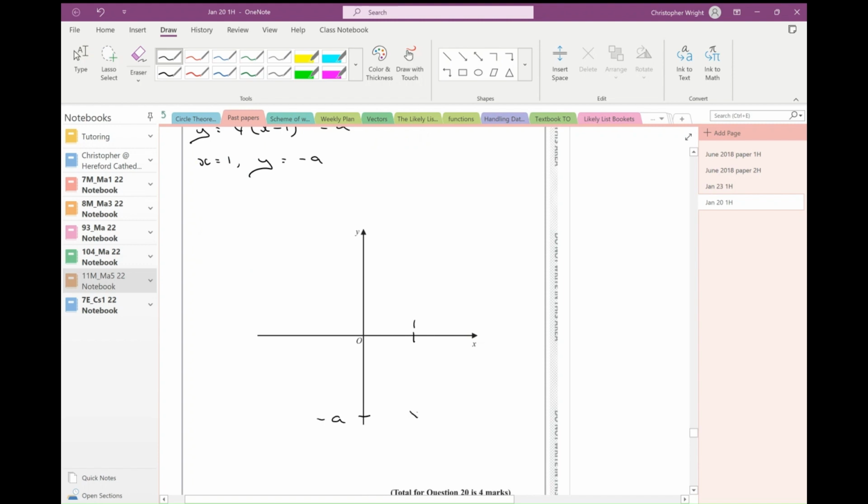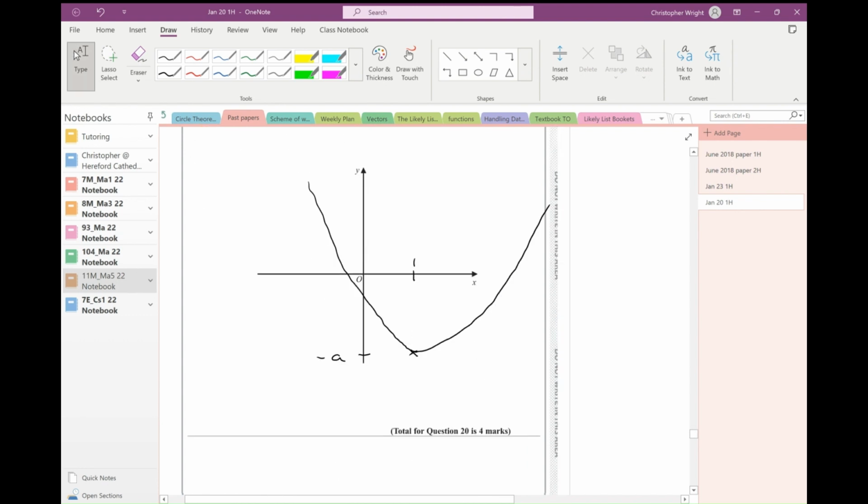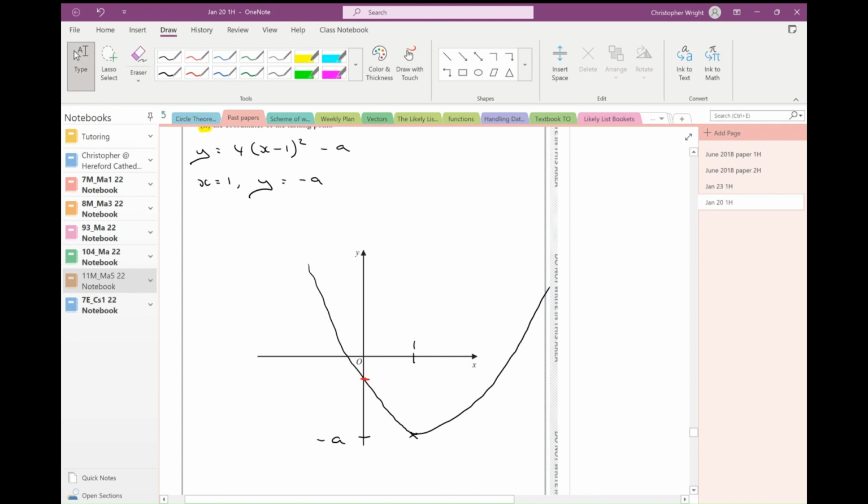There we go. All right. So my curve is going to look something like that. Okay. All right. Now, I'm going to need to find the coordinates of any points of intersection with the coordinate axis. So I'm going to need to find this point here. Now that is the point on the curve when x equals 0.